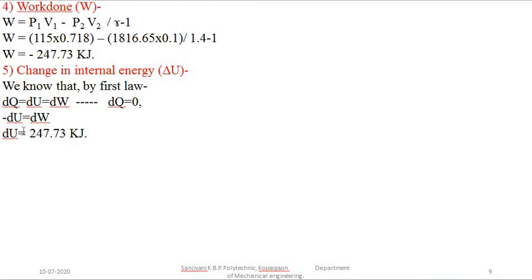So what is the meaning of this positive value? When we are providing the work energy into the system, that work energy is converted totally into the increment in the internal energy. Therefore, internal energy is increasing, so that is positive. Internal energy is increasing, and the work energy is input, that is the negative term according to the sign conventions. So these are the values which are asked in the problem. So we have solved this problem.